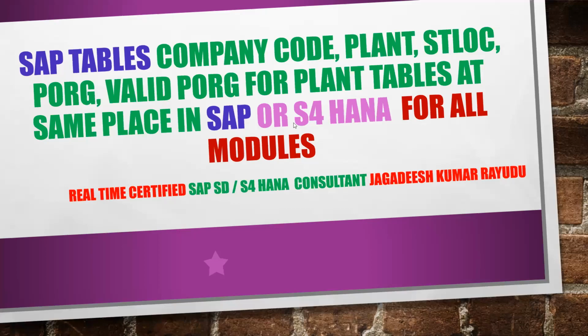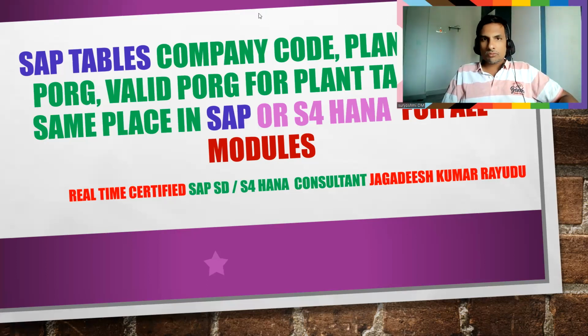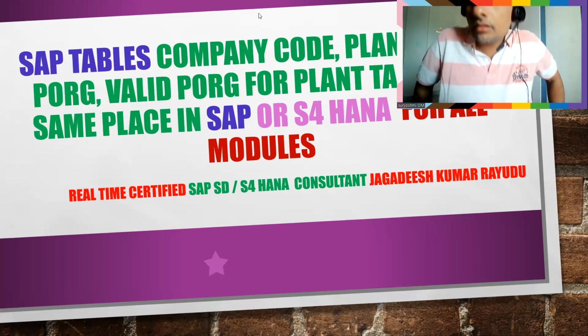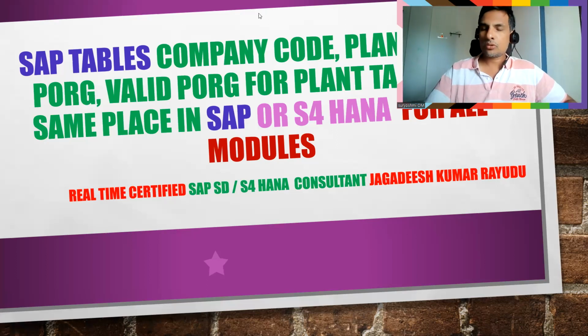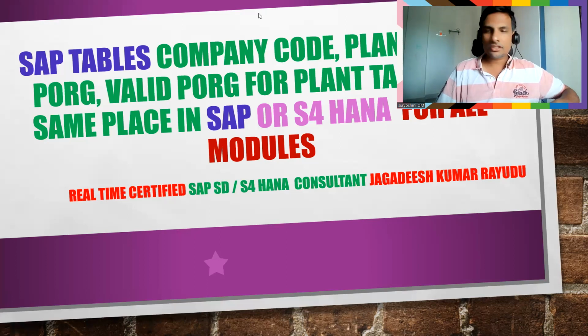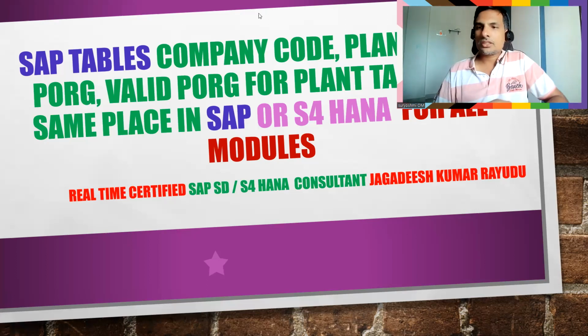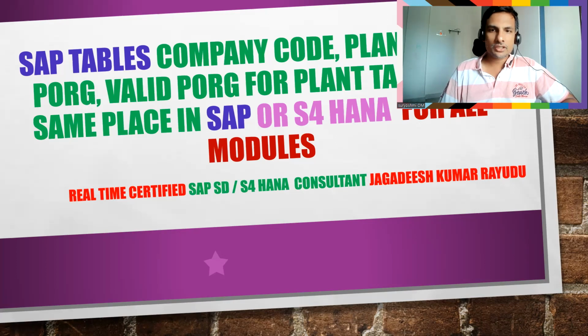Hi, welcome back. SAP tables: company code, plant, storage location, purchase organization, and valid purchase organization for plant tables are at the same place. That means we are going to discuss them now in this video in SAP S4 HANA. All these tables are available in S4 HANA also. There is no difference. People are creating a lot of buzz for S4 HANA. That is true, but most of the basic tables have not changed. That's why there is not much difference when you compare ECC versus S4 HANA.